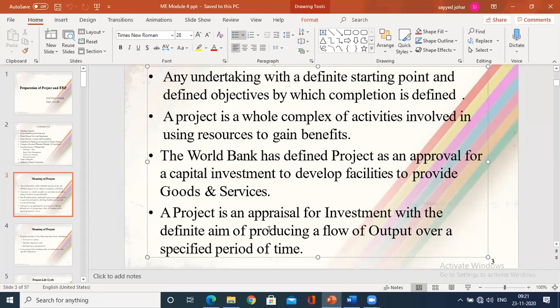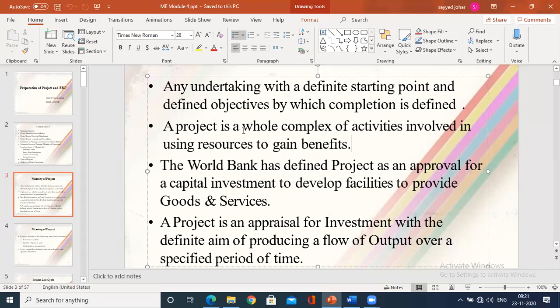So a project is an appraisal for investment. For example, you have an appraisal, so you release a project with a definite aim of producing a flow of output over a specified period of time. So for your understanding, a project is something like a program itself: you have a set of objectives and you need to achieve them at the end of the duration of the period.